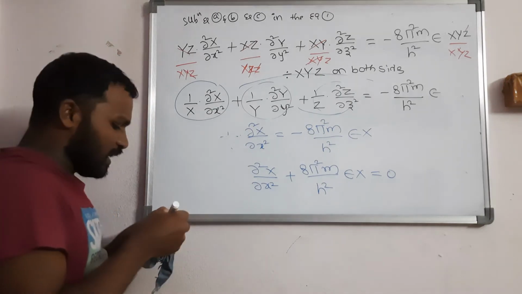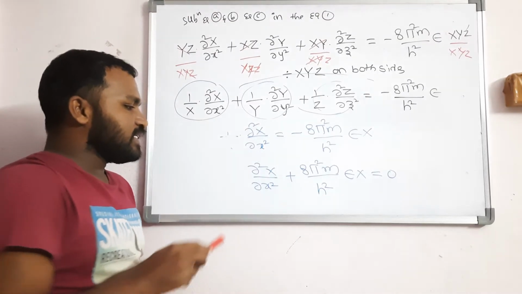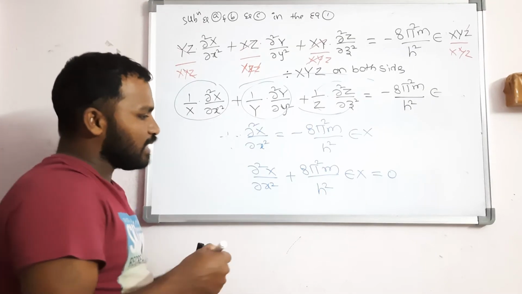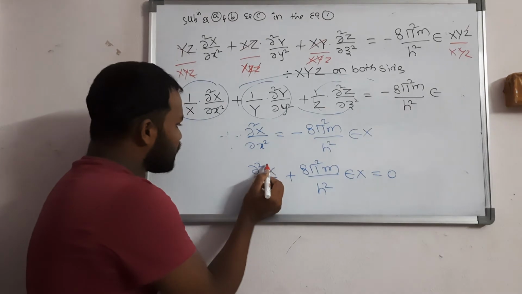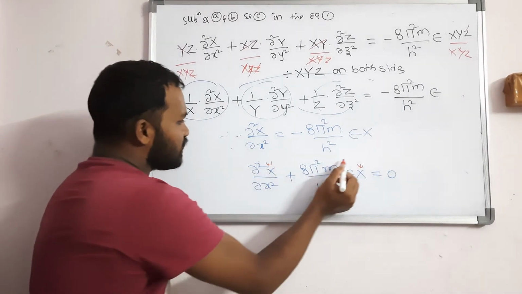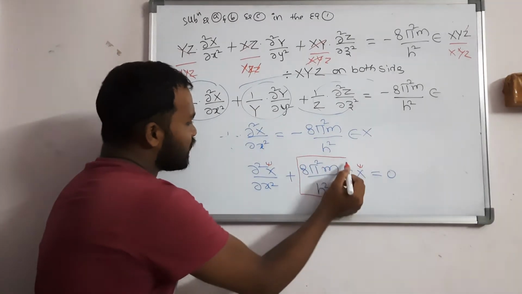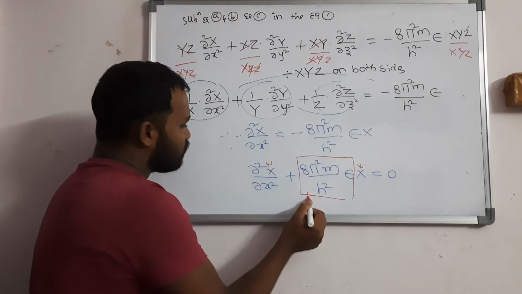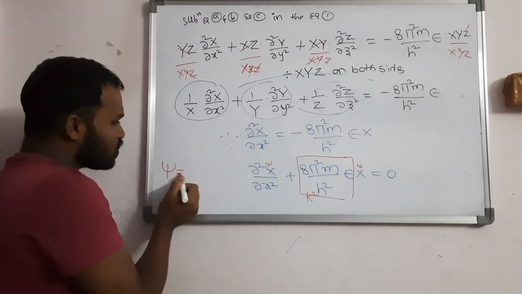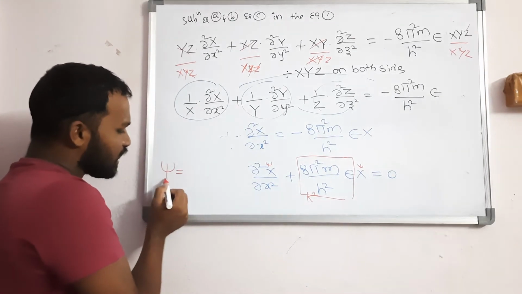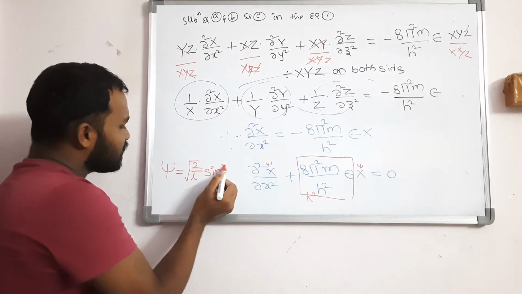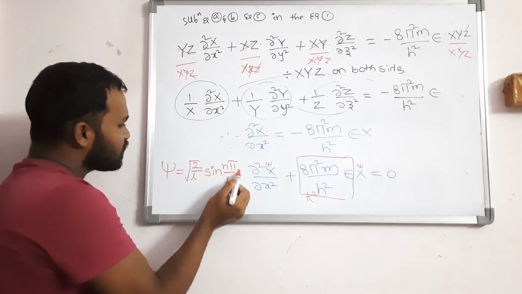If you observe clearly, this is the same as the particle in a 1D box equation. In place of ψ you are taking X, right? So this value we took as k², and we solved the equation. What we got finally? What is the solution for this equation? For ψ, it is root 2 by L sin(nπ/L x). Final equation we got in the 1D box.